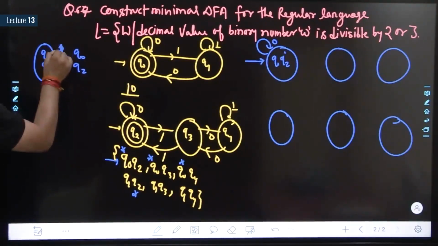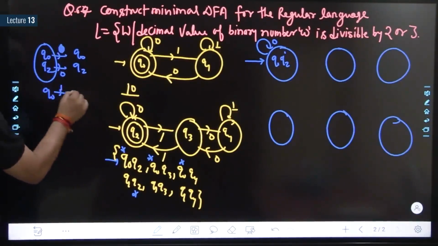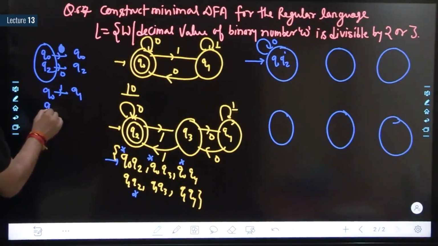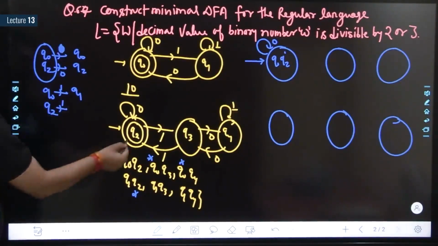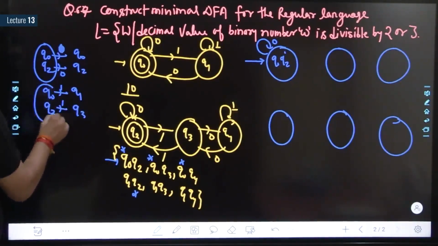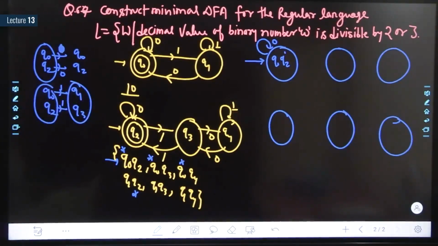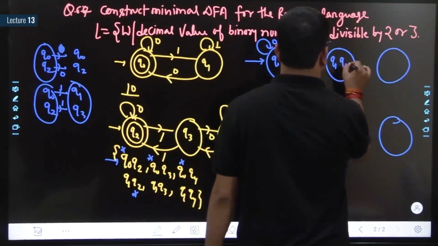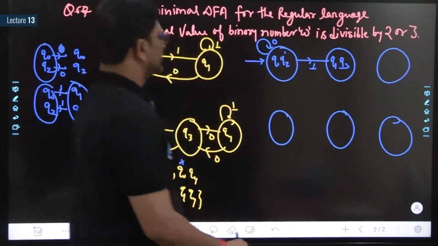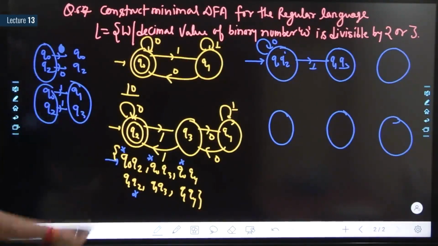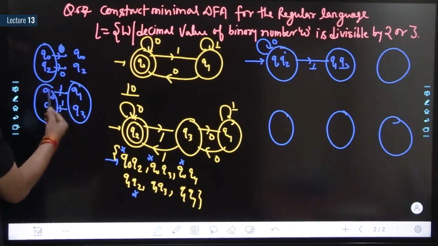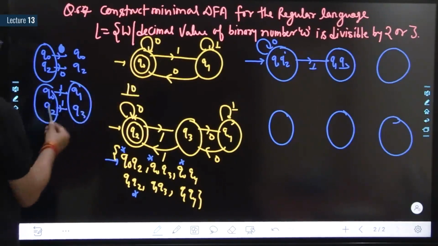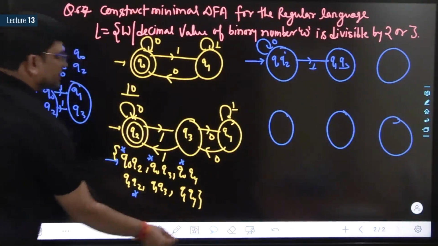Q0 on 1 is Q1. Q2 on 1 is Q3. So Q0Q2 on 1 goes to Q1Q3. Where is Q1Q3? Suppose this one is Q1Q3. This is for 1. Clear? Now check for Q1Q3 on 1: Q1 on 1 is Q1, Q3 on 1 is Q2.